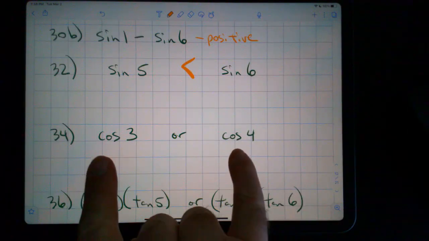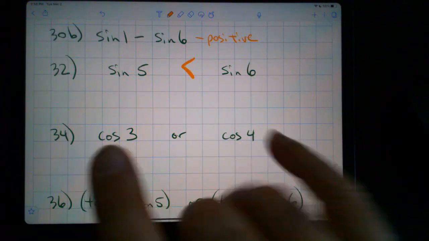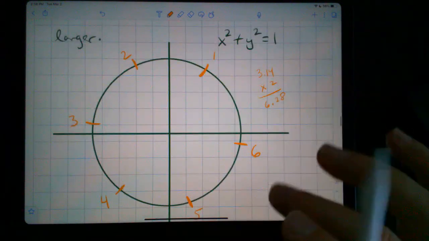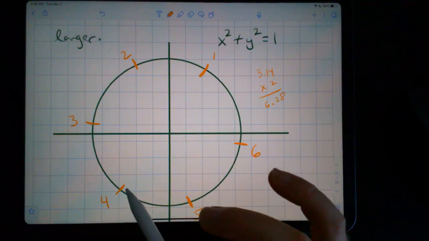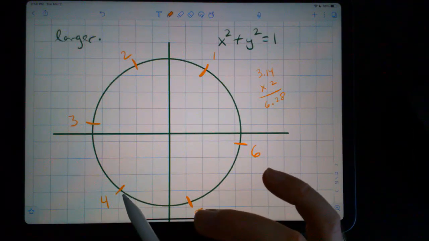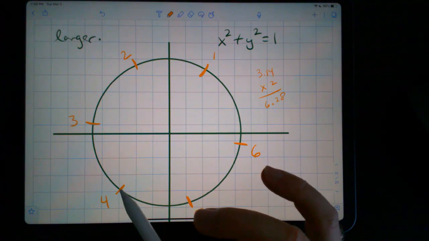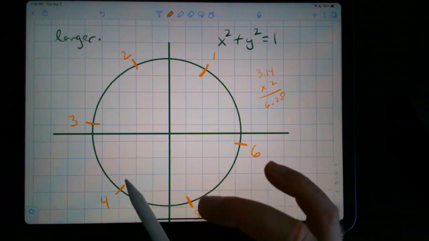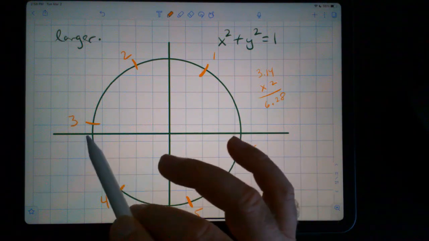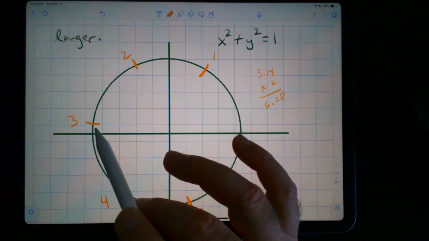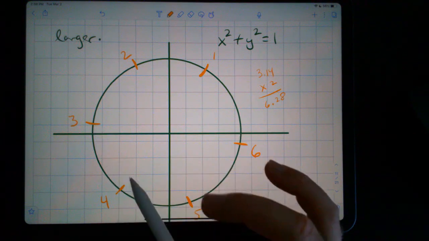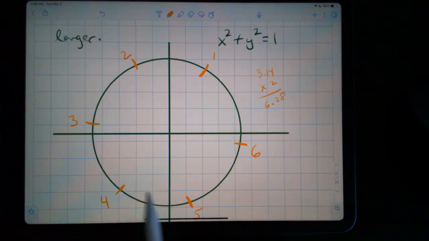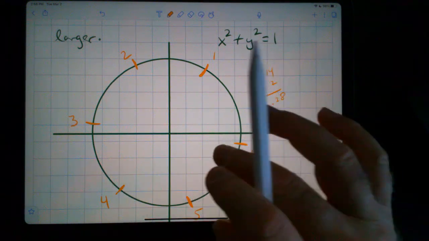What's bigger? Cosine of 3 or cosine of 4? Cosine of 4 is like negative half, and cosine of 3 is like negative 0.9. So 4 is closer to the x-axis. 4 is bigger.